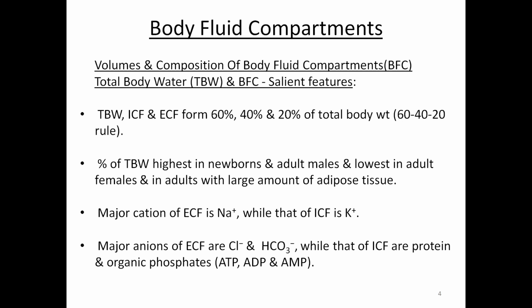The major cation of your extracellular fluid is sodium, while that of your intracellular fluid is potassium. And major anions of your extracellular compartment are chloride and bicarbonate. In case of intracellular fluid, they are protein and organic phosphates. What are the usual organic phosphates that we think of? Adenosine triphosphate, ATP, adenosine diphosphate, ADP, and adenosine monophosphate, AMP.